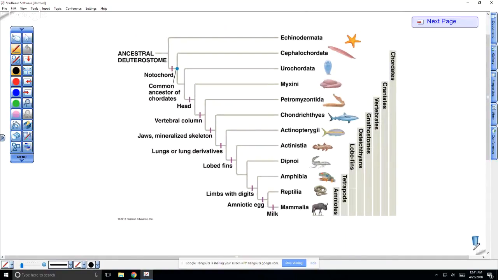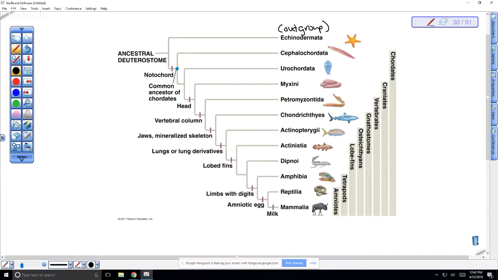So if you turn your piece of paper over, this is actually a cladogram that shows the evolution of chordates. But it shows the echinoderms as what they call the out group. So this is what we would call the out group. Right? So it is not a chordate, but it is more closely related to the chordates, because it is an ancestral deuterostome. So what this means is all of these organisms are deuterostomes.